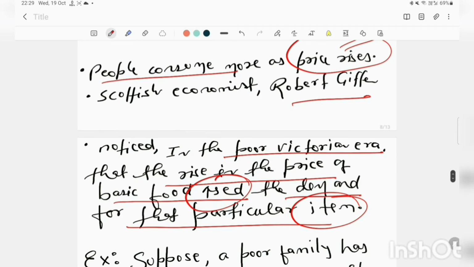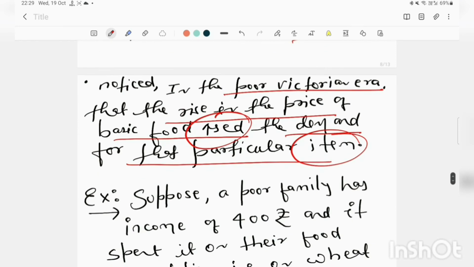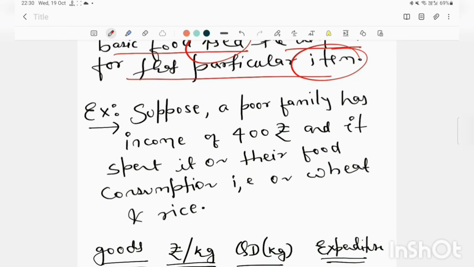What he noticed was that the rise in the price of basic food increased the demand for that particular item. Like, when there is a price increase in a particular product, the demand for that very product also increased. Let's understand how he came to know about it. So let's understand more deeply about it.